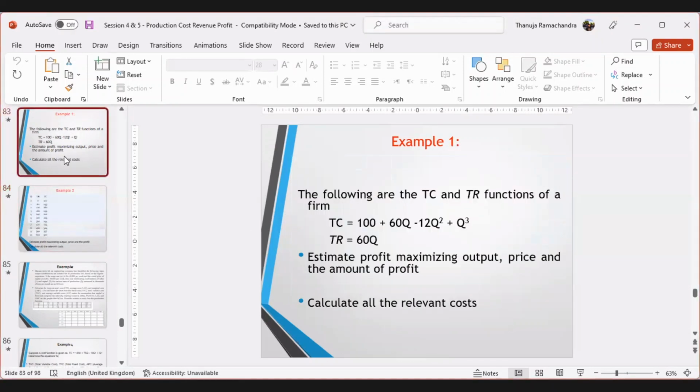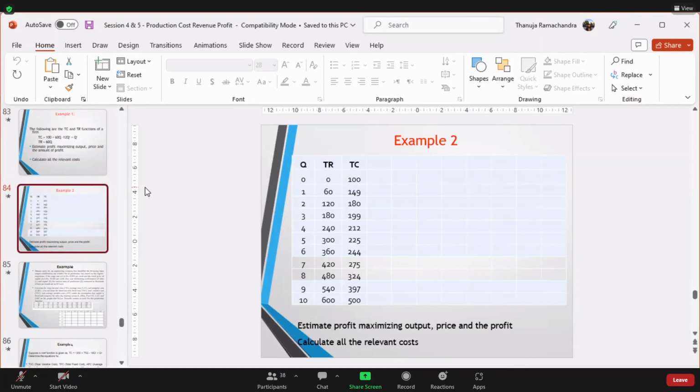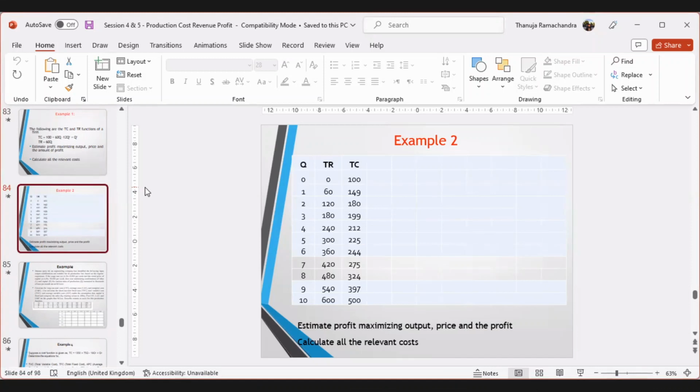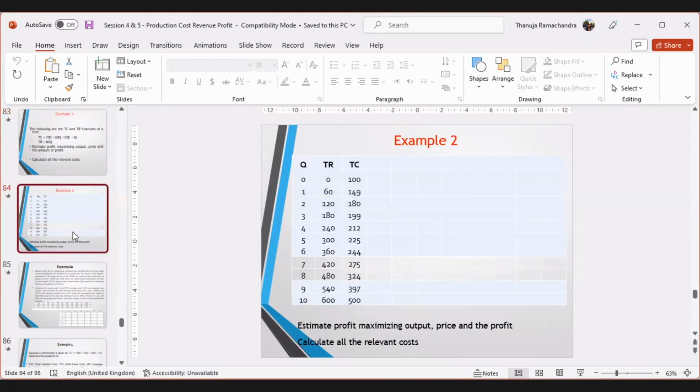If you find it a bit difficult to understand this one, then I gave you this example. So that is given straight away, the revenue and cost is given for you to work out the rest, isn't it? Of course, they've given the cost and the revenue in terms of the output, as a function of output. Here it's readily available.